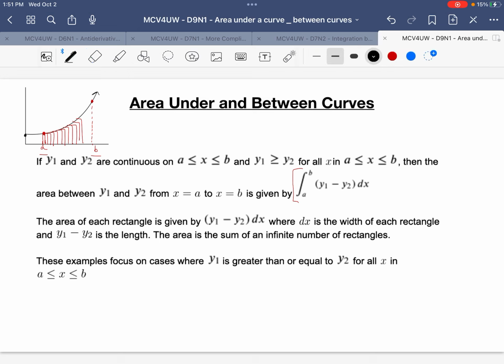Let me draw another example here. Let's say we have some parabola that's going to be opening up. And let's say I had another parabola that was kind of coming up like this, right? And let's say I wanted to find the area from a value from here to here, right? So I'll add some dotted lines. So that'd be all this space inside of here, right?